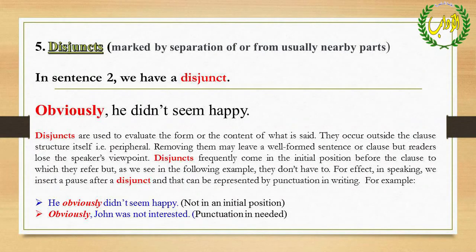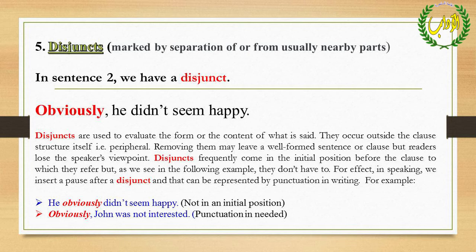So disjuncts, as we have indicated here, are marked usually by a separation from nearby parts. In sentence 2, that is, he didn't seem happy, we have a disjunct, and the disjunct is highlighted in red color. Disjuncts are used to evaluate the form or the content of what is said. They occur outside the clause structure itself. That's to say, they are peripheral.